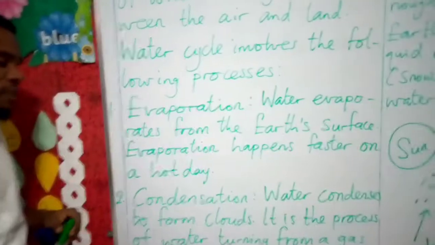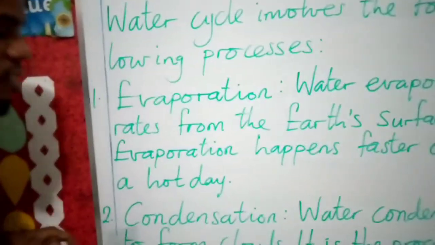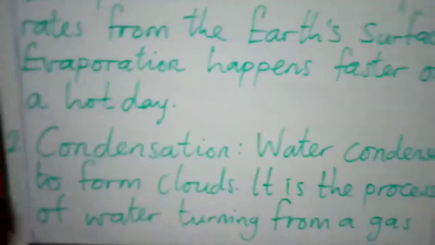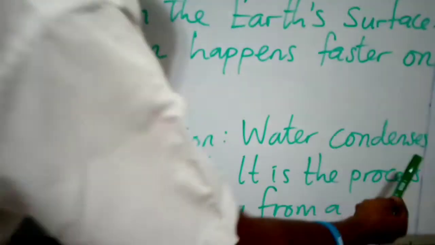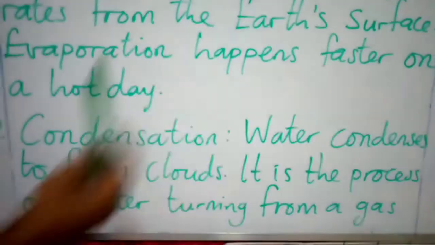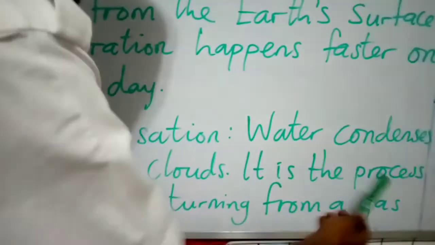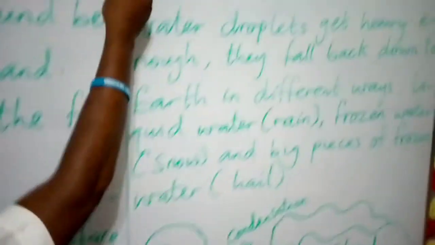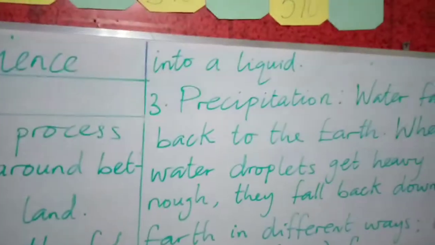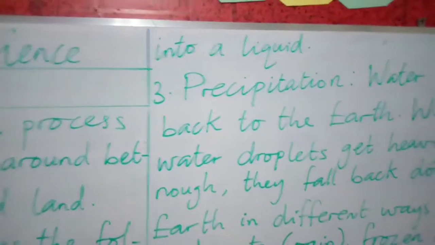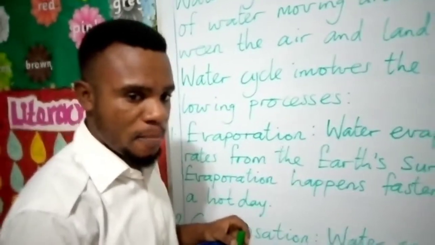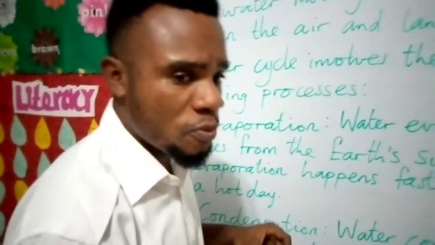Now let's look at the next agent, which is what? Condensation. Condensation: water condenses to form clouds. It is the process of water turning from a gas into a liquid. Now remember we said what? In evaporation, water turns from what? Liquid to gas. From liquid state to gaseous state for what?